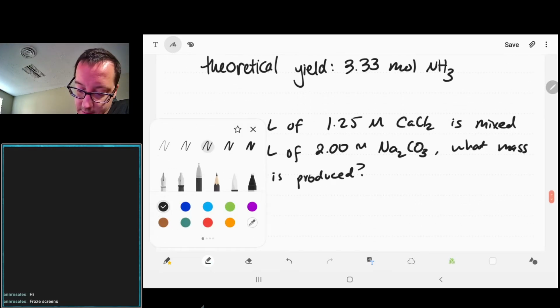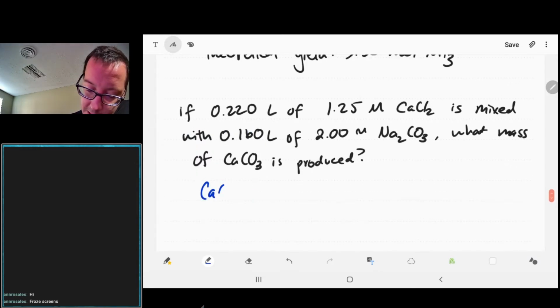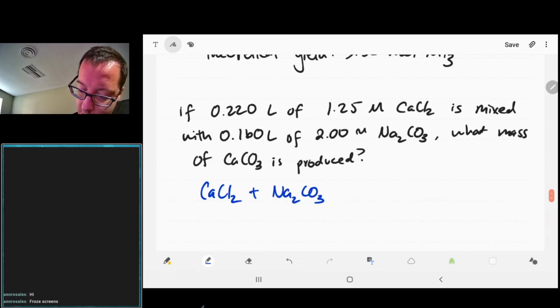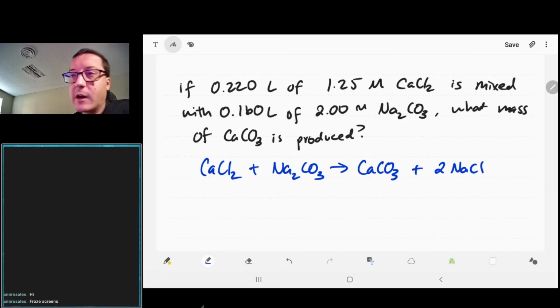So we're given our reaction here. We have calcium chloride reacting with sodium carbonate. We end up with calcium carbonate, of course, and 2 sodium chloride. I know I'm zipping through the reaction part here, but hopefully by now balancing something like this is not too bad.